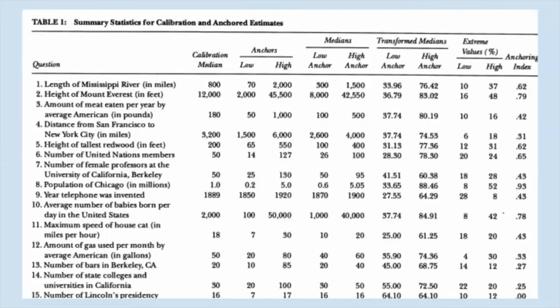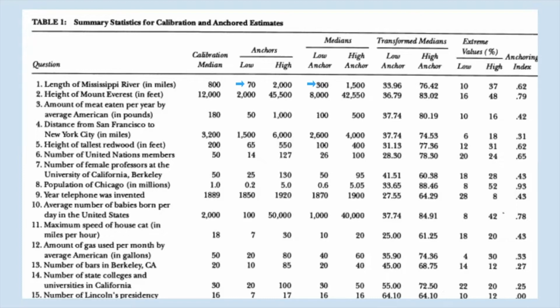So there are two different types of anchors, low and high. In the case of the Mississippi River, 2,000 would be considered a high anchor because the number is quite large compared to the actual answer. So that could be seen here and in comparison. And a low anchor in this case would be 70, which could be seen here. And the answer that people would give would be relatively small in comparison. And that would be an example of a low anchor.